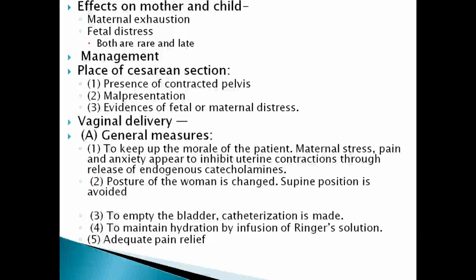For a vaginal delivery, the general measures are: keep up the morale of the patient, since maternal stress, pain and anxiety appear to inhibit uterine contractions through release of endogenous catecholamines. The posture of the woman is changed and the supine position is avoided. To empty the bladder, catheterization is done. To maintain hydration, infusion of Ringer's lactate solution is given, and adequate pain relief should be given to the patient.